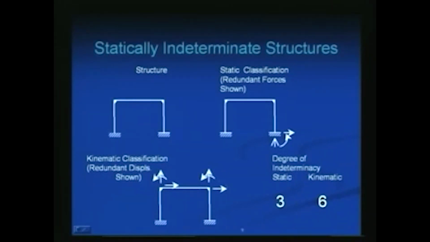Look at a frame structure. We've already seen this. It's 3 and 6. Static indeterminacy 3, kinematic indeterminacy 6. And that brings us to the end of this lecture. So therefore, at the end of this lecture, I am going to assume from here on out that given any structure, you should be able to find out its static indeterminacy and kinematic indeterminacy, or kinematic indeterminacy I sometimes replace by degrees of freedom. Okay?